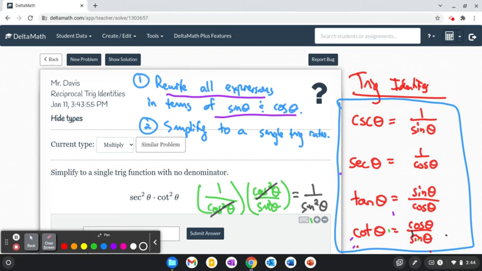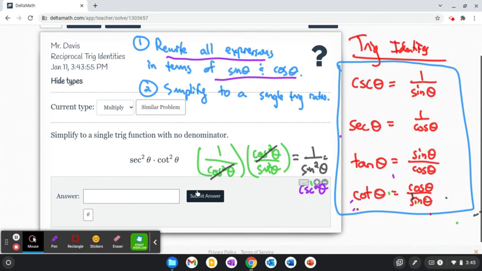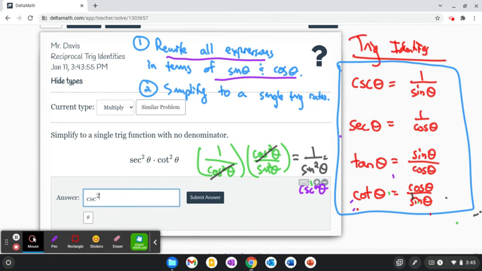Now we can't leave it because it has a denominator, but 1 over sine is the same thing as a cosecant. So we're going to change that to a cosecant squared as our final answer, cosecant squared theta. And we will type it in just like that. When you type this in, you can do CSC, and then you can do Shift 6, the caret button, squared.